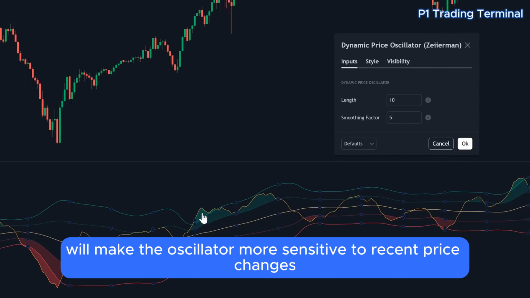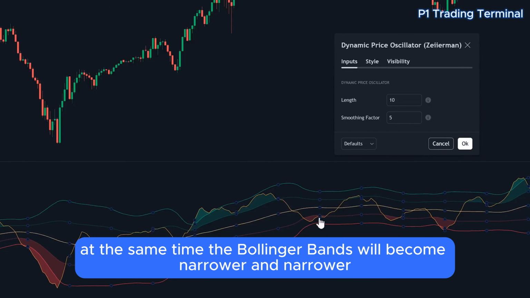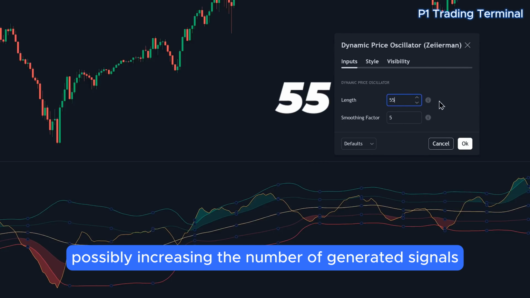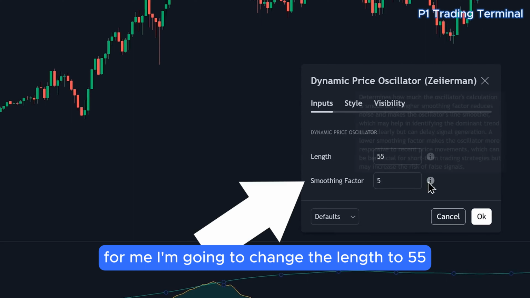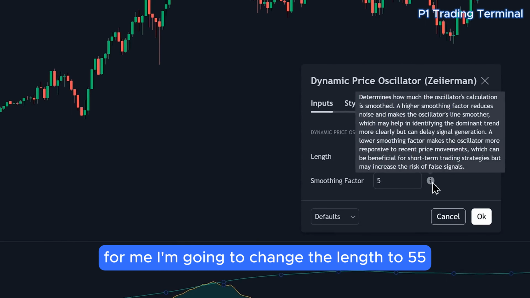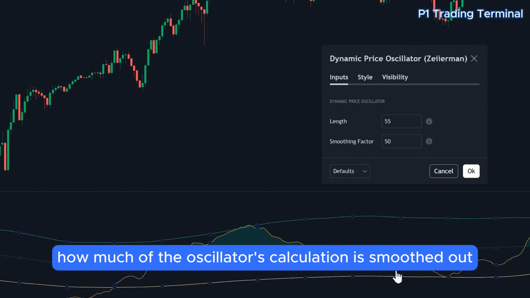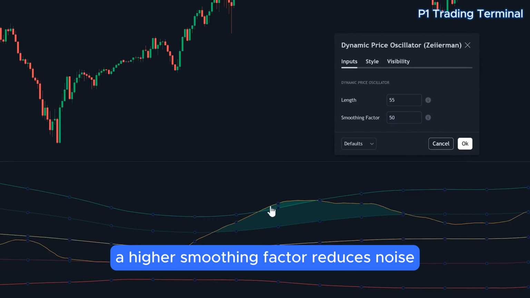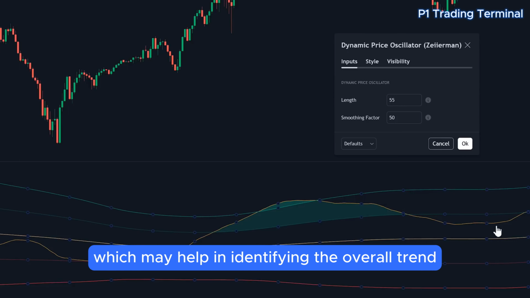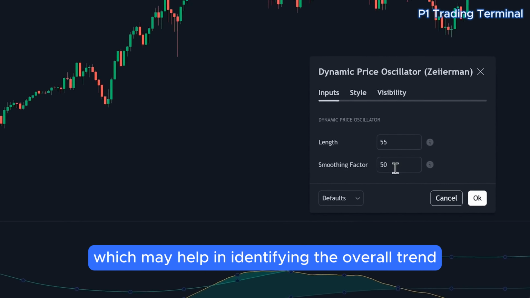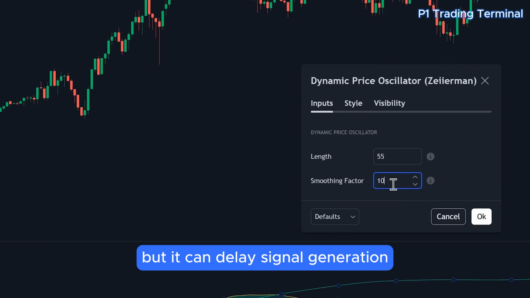On the other hand, decreasing this value will make the oscillator more sensitive to recent price changes. At the same time, the Bollinger Bands will become narrower and narrower, possibly increasing the number of generated signals. For me, I'm going to change the length to 55. The smoothing factor determines how much of the oscillator's calculation is smoothed out. A higher smoothing factor reduces noise and makes the oscillator's line smoother, which may help in identifying the overall trend. But it can delay signal generation.